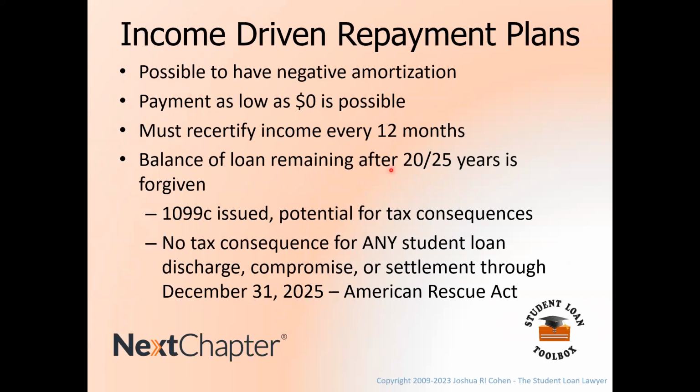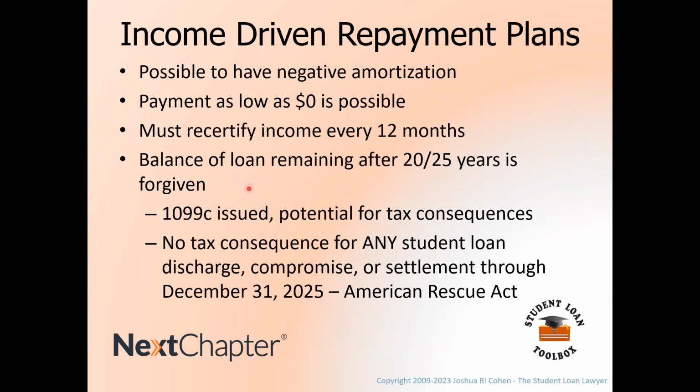Again, it's possible to have a negative amortization where your payment doesn't even cover interest. That's okay. You can have a payment as low as 0. That's okay, because again, bullet 4, the balance of the loan that remains after 20 to 25 years is forgiven. No, they don't want your social security number for any of them. They don't ask for proof. If you've got 4 kids, put down the 4. They don't ask for anything.